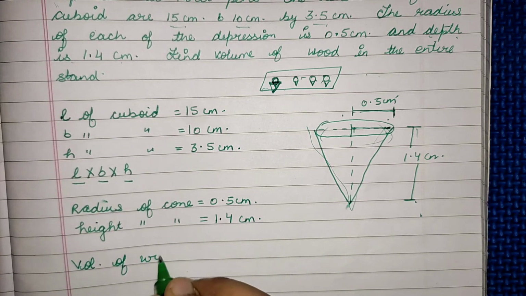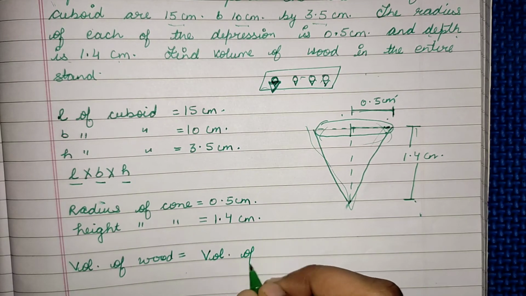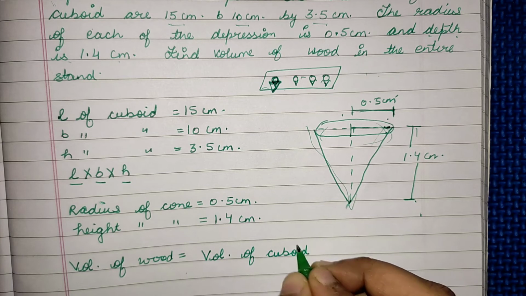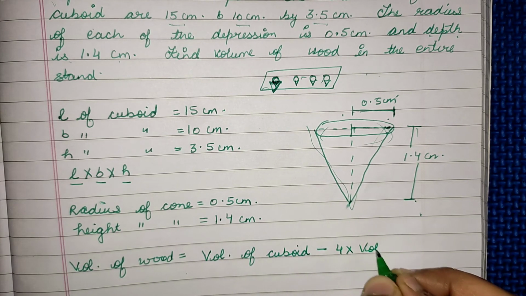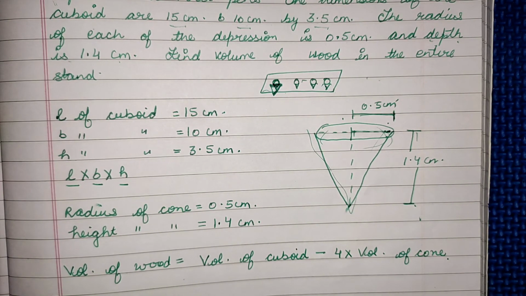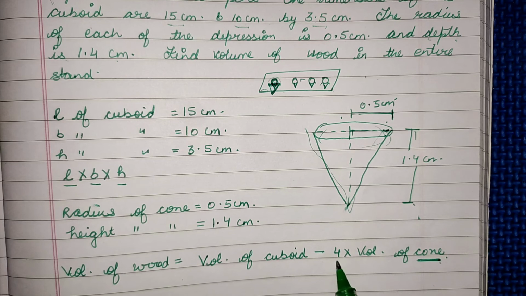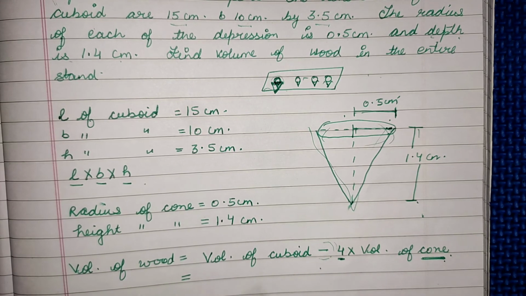So the volume of the wood will be equal to the volume of the cuboid minus 4 times the volume of the cone. Why have I done minus? Because how are you going to put the pen in a pen stand? Some wood has to be removed from that part, and the wood removed is in the shape of a cone. So that's why I have done subtraction, because from the total volume of the cuboid something has been removed to help you put the pen.